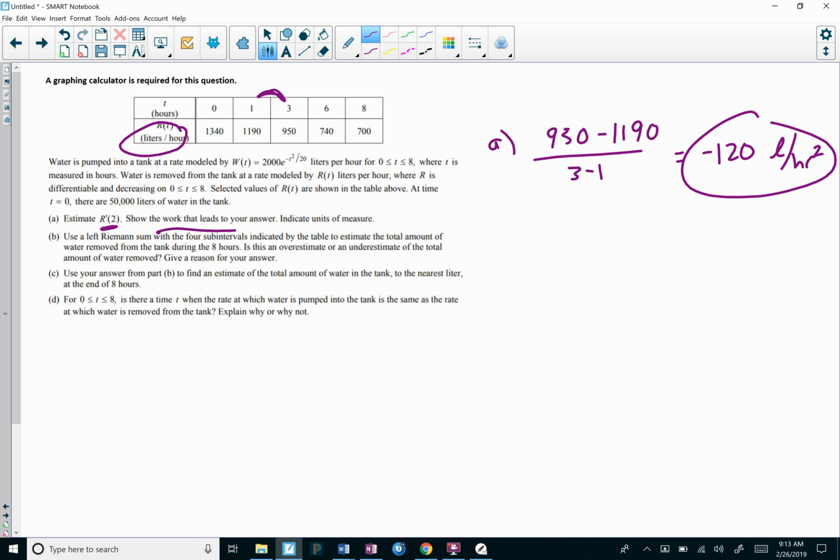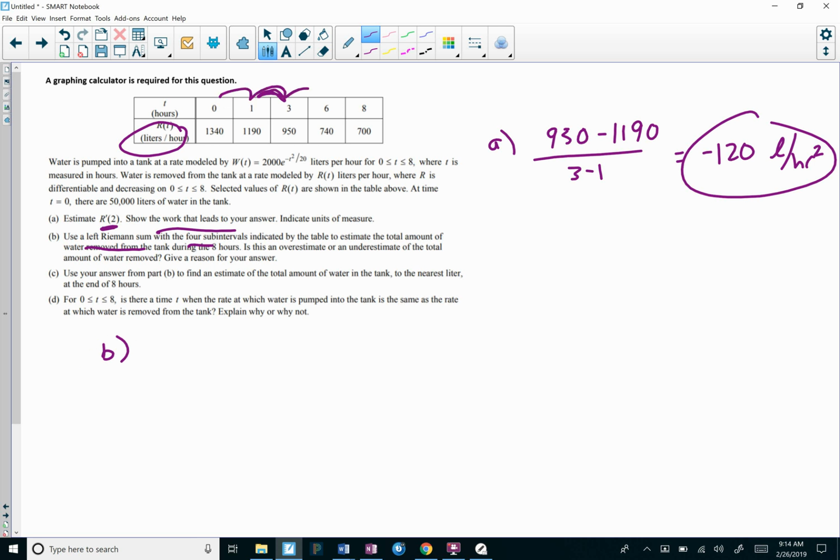So that was worth 2 points. One for the actual answer, one for the units. So easy point there if you get the units right. Okay, use a left Riemann sum with 4 subintervals to find the total amount removed from the water during the 8 hours. Is it an overestimate or underestimate? Give a reason. Let's go ahead and just do our Riemann sum.